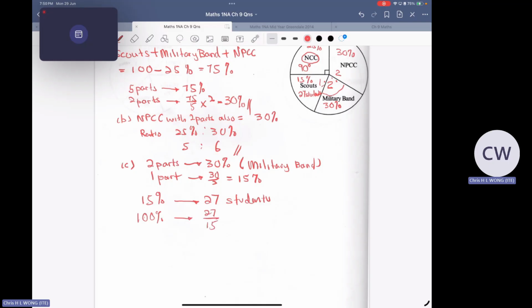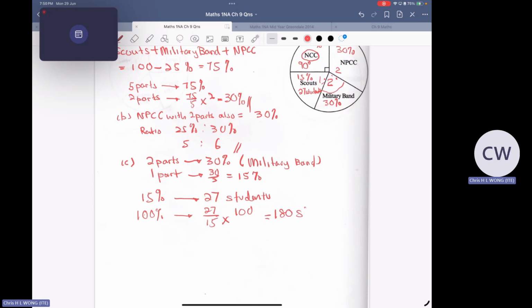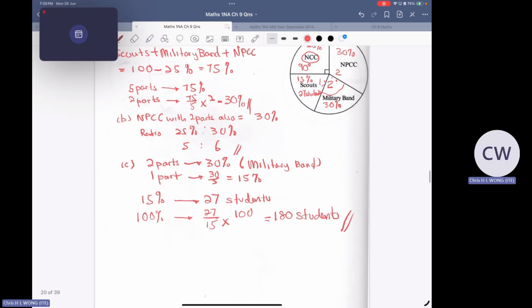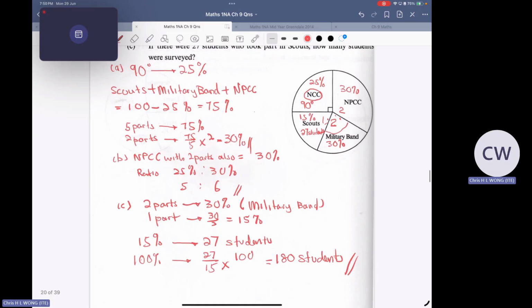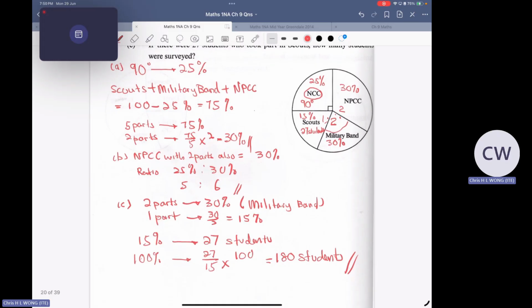27 divided by 15 times 100 gives you, check, 180 students. Answer. Okay? So you can copy, make it bigger. You see how it works already, isn't it? They're all the same.